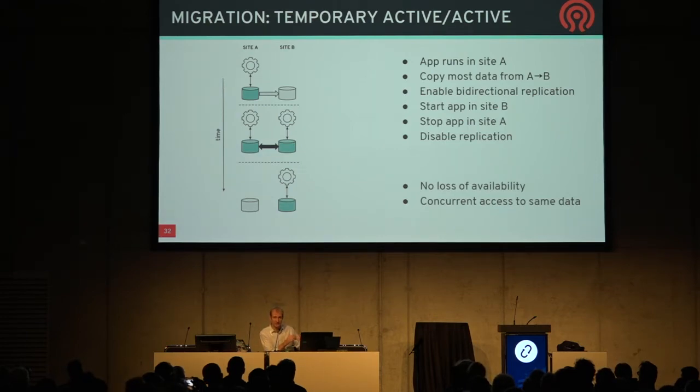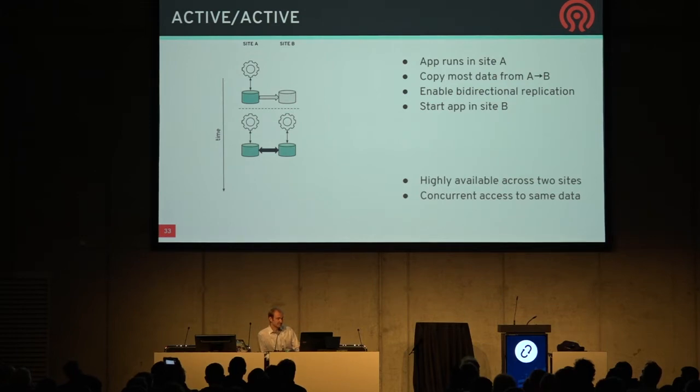In order to do that, you need an in-between period where the application is running on both sites and is available at both sites, and you're bidirectionally replicating that data set across the link. That gives you no loss in availability, but it does mean that you have concurrent access to the data, and that somehow needs to work. And in fact, you might run that scenario indefinitely. It might be that that's what you always want to do. You always want to have your application hosted in multiple clouds concurrently accessing the data, and that's just your normal model, not just a special case of migration.